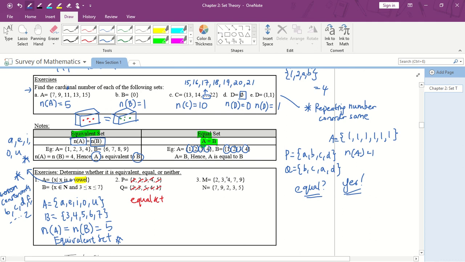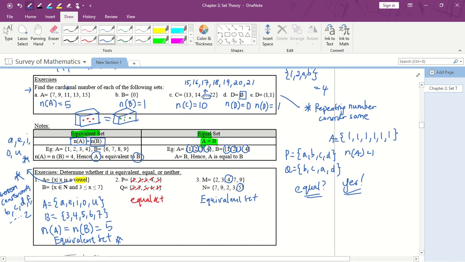Okay? So let's look at the next one, M and N. 2, 3, 4, 7, 9 and 2, 3, 5, 7, 9. Is this equivalent or equal? You see, this is 4, but this is 5. So for sure it is not equal. But how many elements does it have? 1, 2, 3, 4, 5. 1, 2, 3, 4, 5. So this is considered an equivalent set. You might ask, how about the others being the same? Just one element is different, so it is not equal anymore.